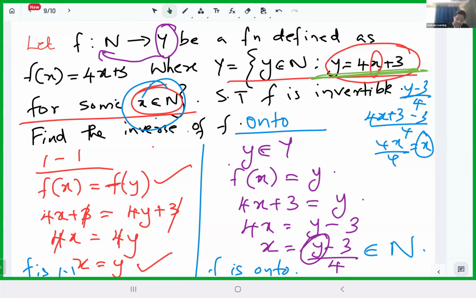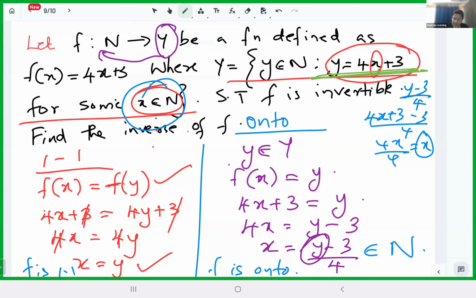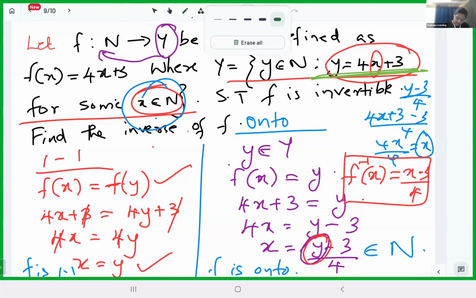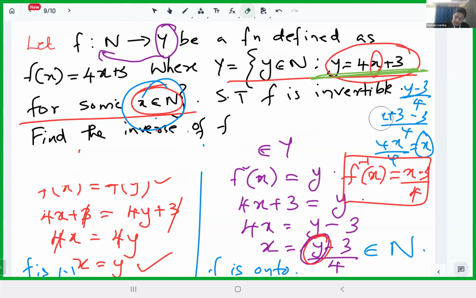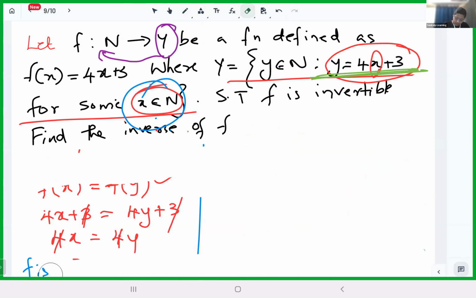So how will you write this in the form of inverse? F inverse of x equal to, replace this y with x: (x minus 3) by 4. F inverse of x is equal to (x minus 3) by 4. All right. Now we are moving on to the second method, that is, by using composition of functions, we can prove this.